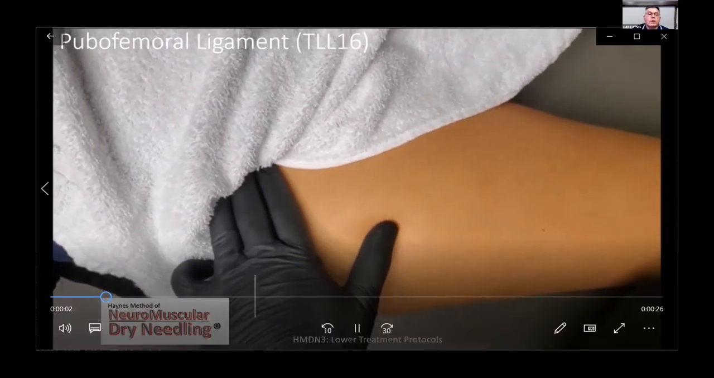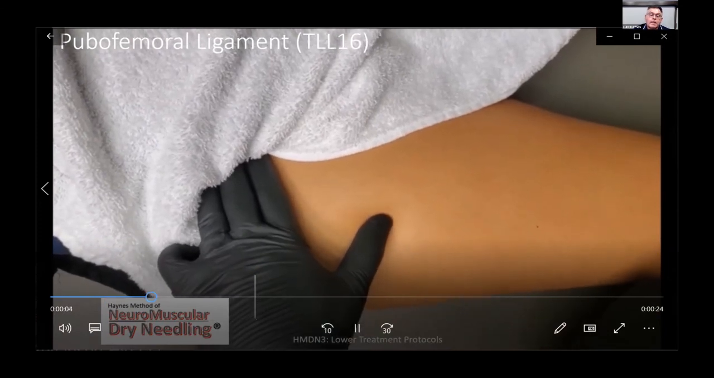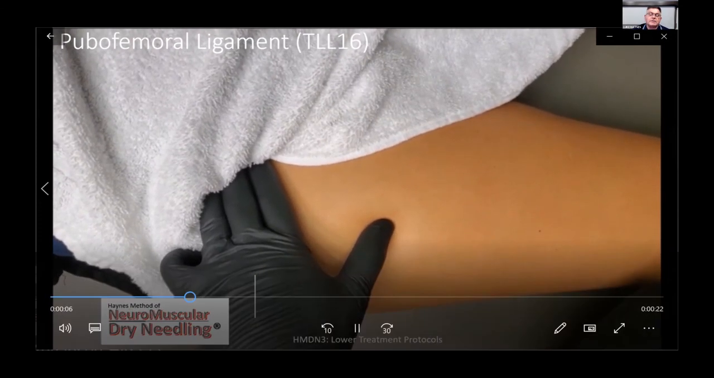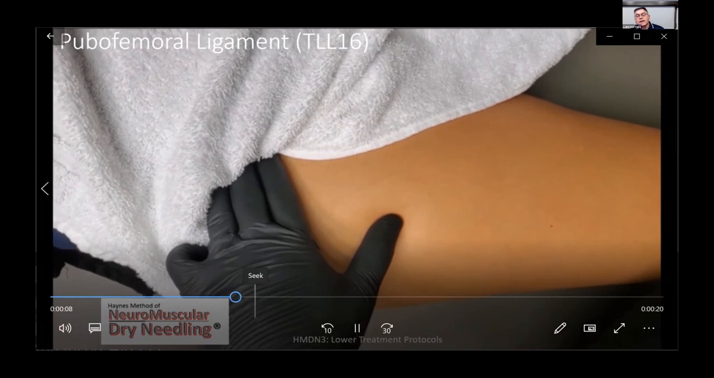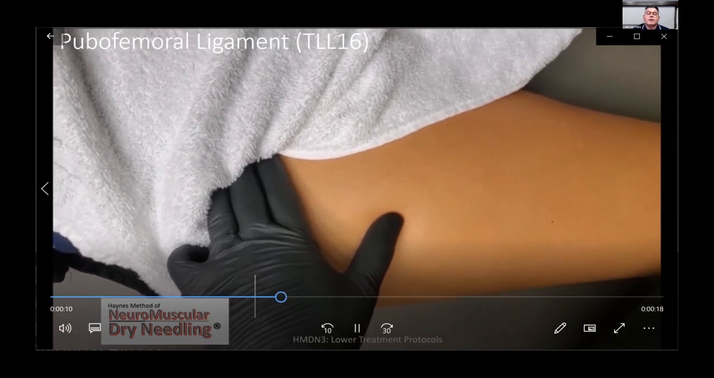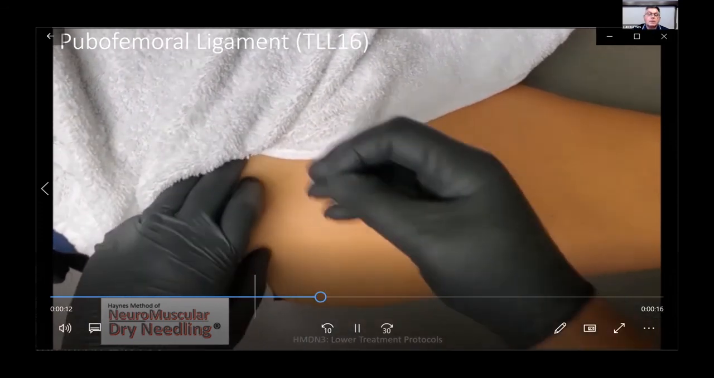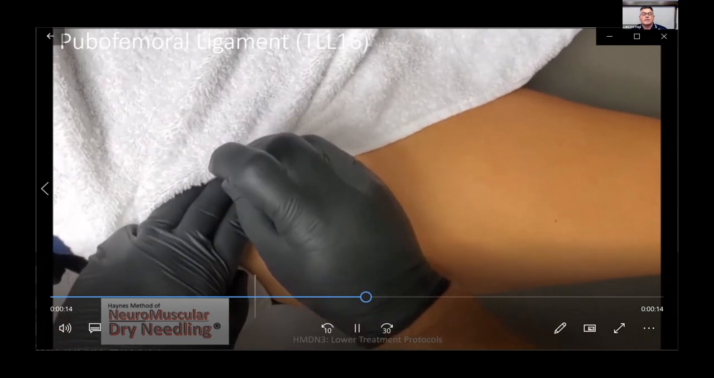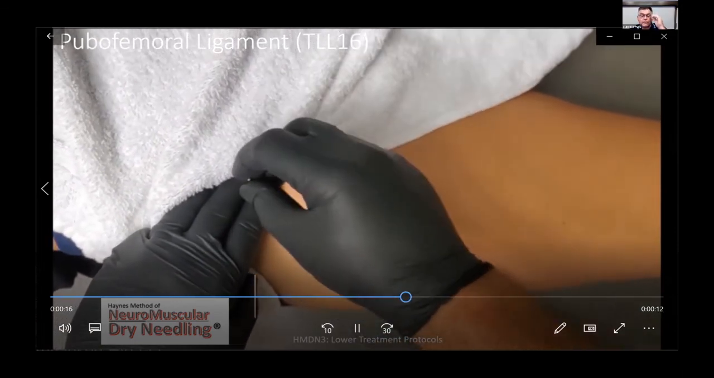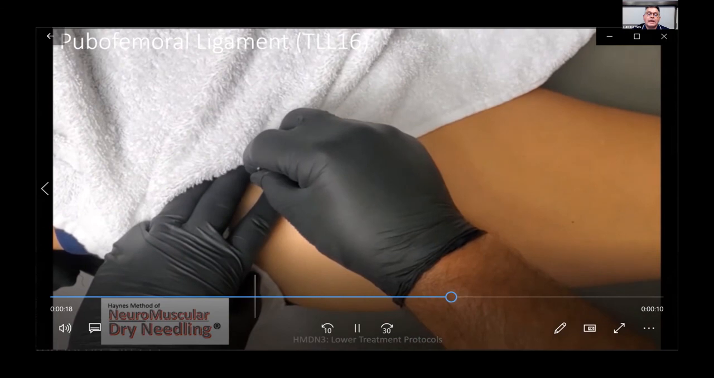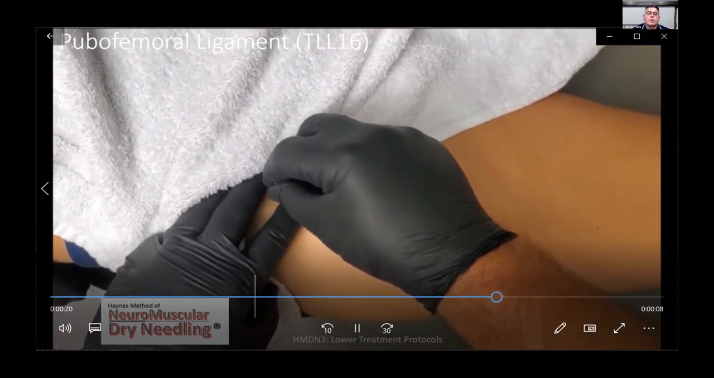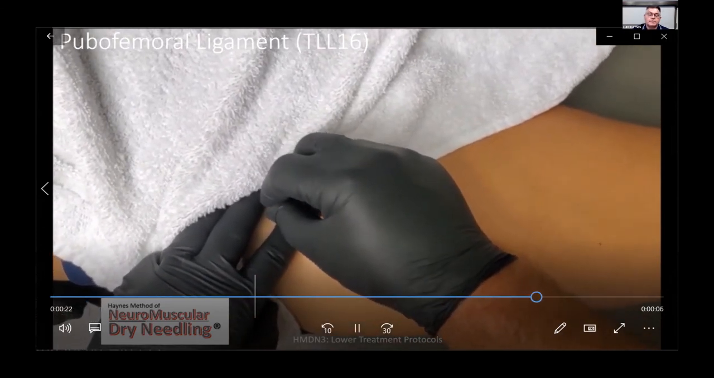So palpate for the femoral artery. We've already identified the superiormost aspect of the greater trochanter. We'll move 3 finger breadths lateral from the femoral artery. That gets us on the lateral aspect of the femoral nerve. And then we'll drop all the way down to the pubofemoral ligament as our backdrop.